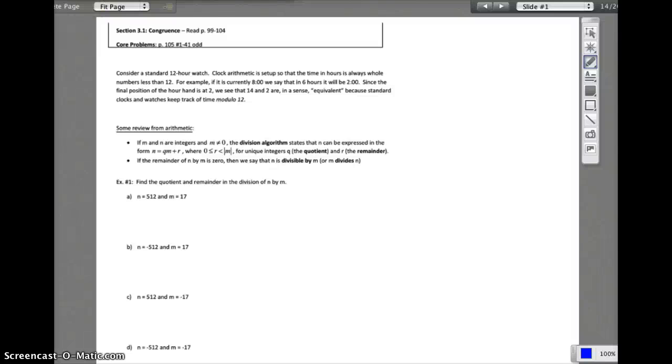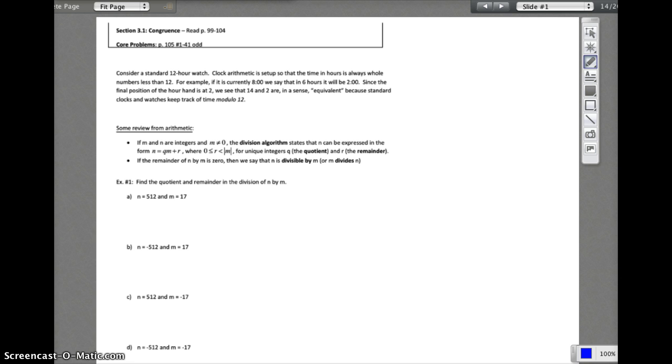On congruence. So the idea is thinking about, for example, a 12-hour watch or a 12 clock. We always talk about time in terms of numbers less than or equal to 12. So if it's 8 o'clock in 6 hours, if we're using just 12-hour time, we don't say that it's going to be 14 o'clock. We say it's 2 o'clock, since the final position of the hand will be at 2 on our clock. So 14 and 2, though, are in a sense kind of equivalent, or the same, representing the same type of number when we're working modulo 12.